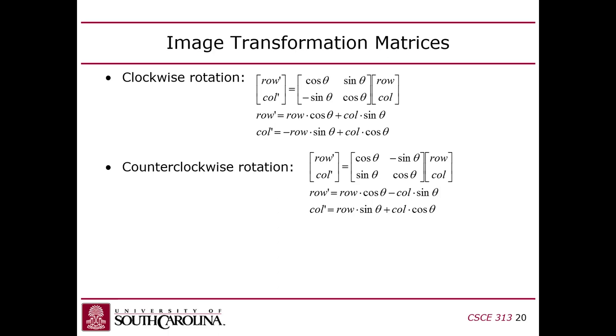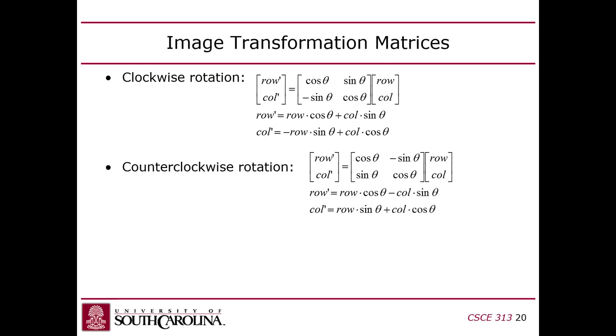And then you've got theta, which is the angle at which you want to rotate it. And all you got to do, well, conceptually anyway, is go through all of the rows and columns, run them through this transformation equation, these two equations, come up with new row and columns, and then move the pixel to the new location. That will actually do the rotation for you.